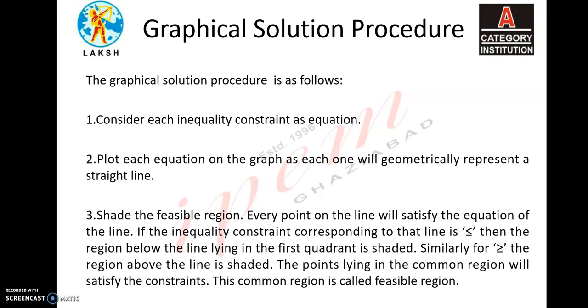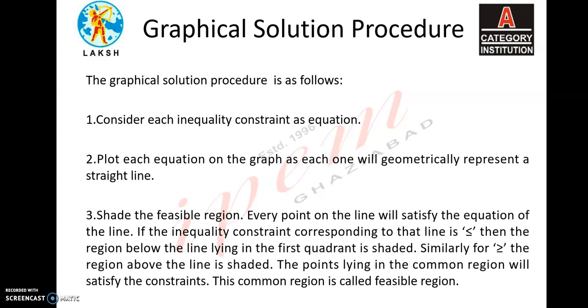Next, step number 3, shade the feasible region. Every point on the line will satisfy the equation of the line. If the inequality constraint corresponding to that line is less than or equal to, then the region below the line lying in the first quadrant is shaded. Where the constraint sign is less than or equal to, we will cover the region towards the origin, or the region below the line. Similarly, for greater than or equal to, the region above the line is shaded.